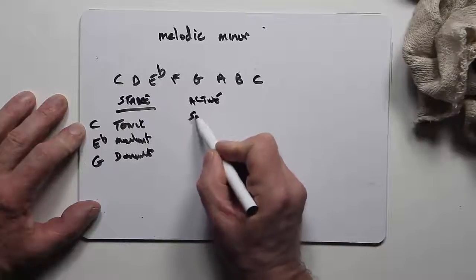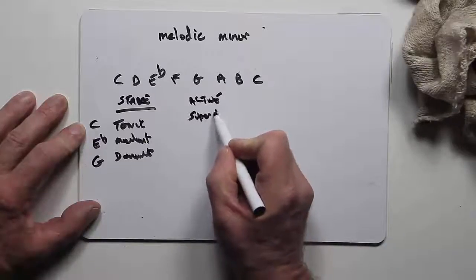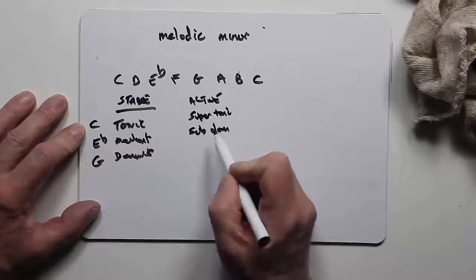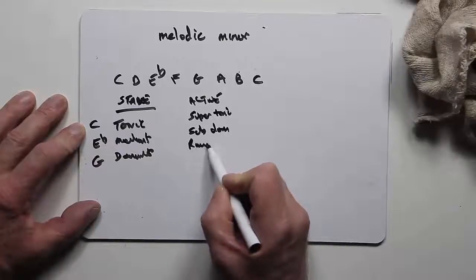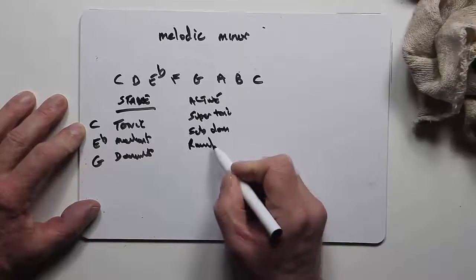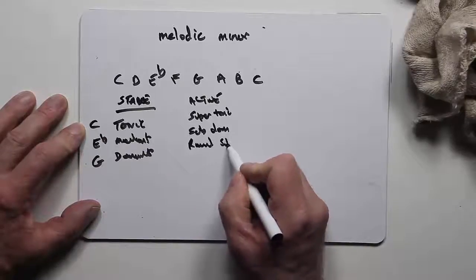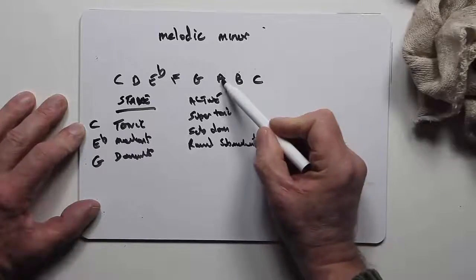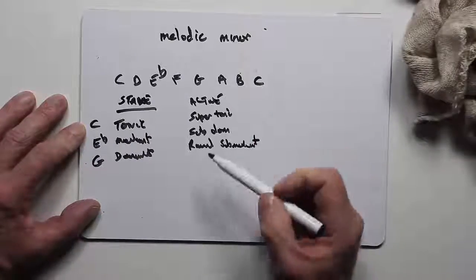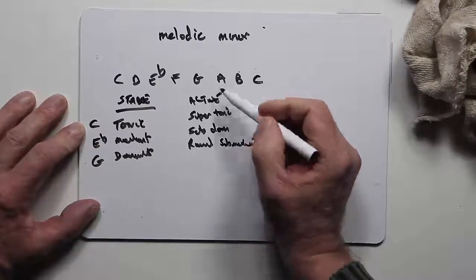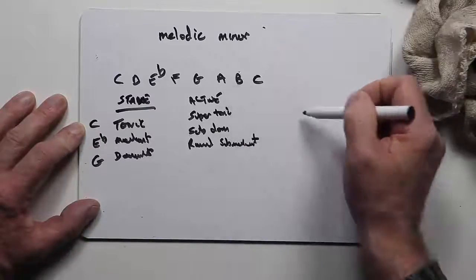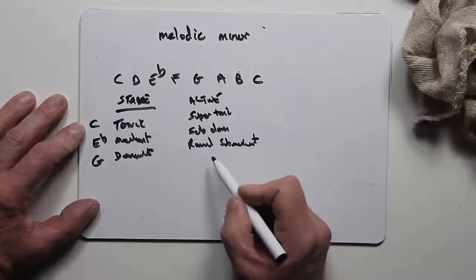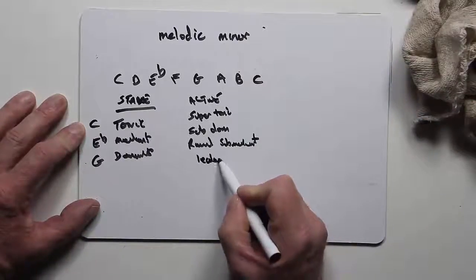So you've got the supertonic, the subdominant, the raised submediant. That's this one here, raised submediant. It's called raised submediant because in the natural minor scale, which this reverts to when it's descending, that becomes flat, doesn't it? And then leading tone.